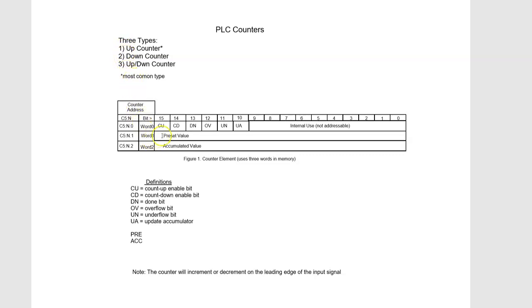Be familiar with that. On this first word, word 0, you have access to bits 10 through 15. Usually, depending on whether you have an up counter or a down counter, you'll access only bit 15, 14, or 13: the overflow, the underflow, and the update accumulator. You won't use that much at all, but if you need to know more about it, you can dig into that on your own. The tutorial and the lab are going to focus on bits 13 through 15.